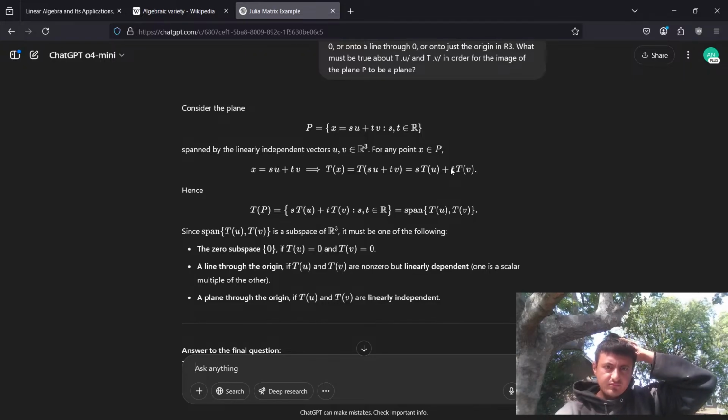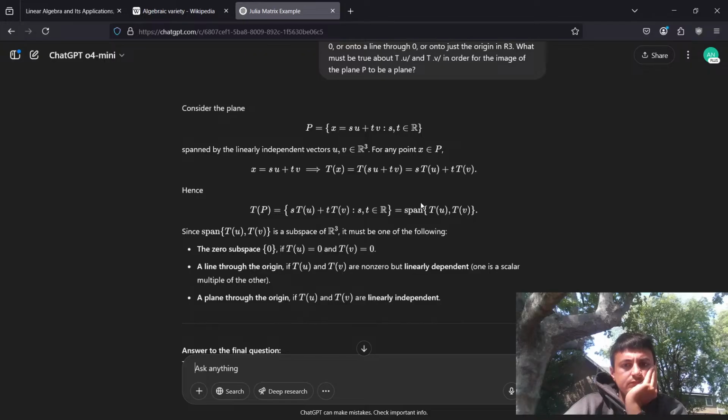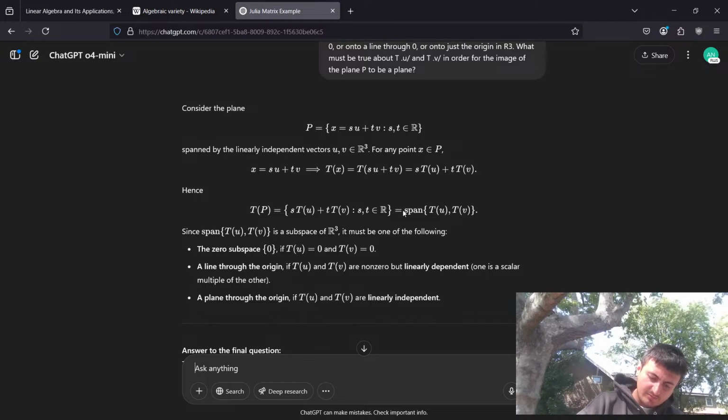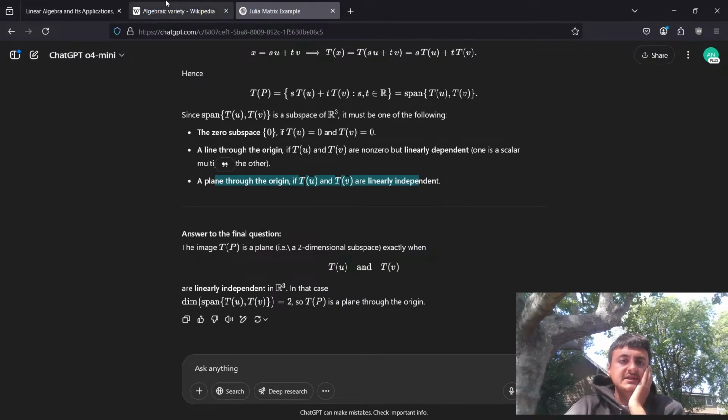Okay, so I did this, apply linearity. Right, yes. So the way to write that is T(P), where P is equal to the set of x, is equal to the span of Tu and Tv. Yes. The zero subspace, if they're dependent, or a plane if they're linearly independent. Okay, cool. So that's exactly what I thought.